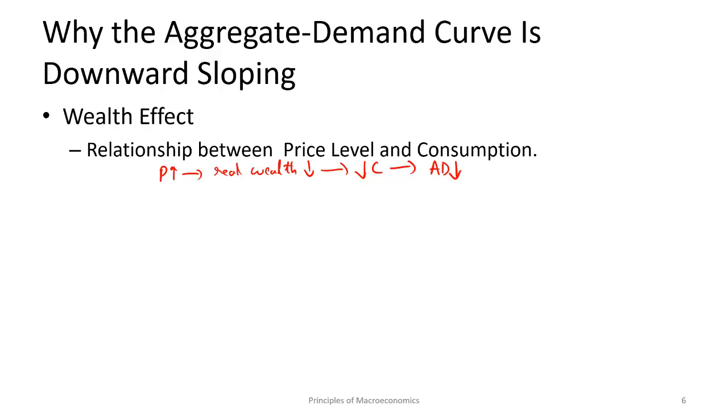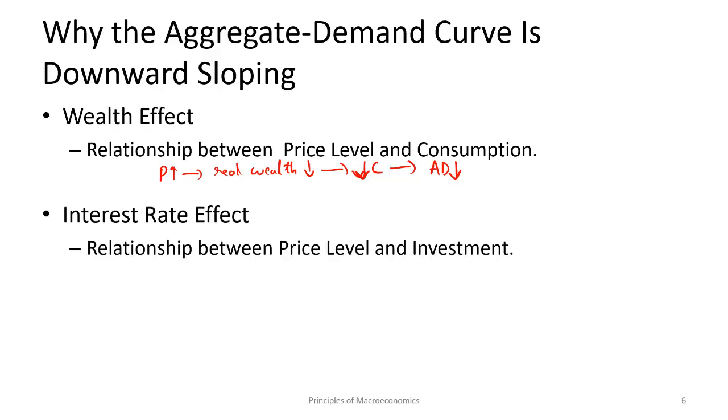So a price increase leads to a decrease in real wealth, which leads to a decrease in consumption, which leads to a decrease in aggregate demand. And that's the reason there's an inverse relationship between price increase and consumption and aggregate demand. It's called the wealth effect. Then there's the interest rate effect. It's the relationship between price level and investment.